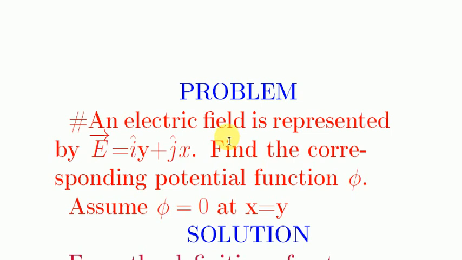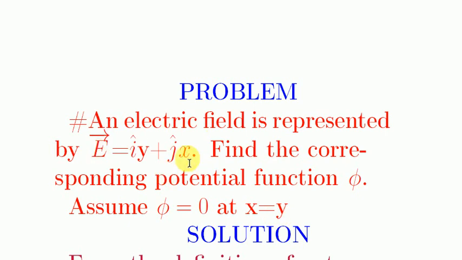An electric field is represented by E equal to i cap y plus j cap x. Find the corresponding potential function phi. Assume that phi equal to 0 at x equal to 5. So very simple problem it is.